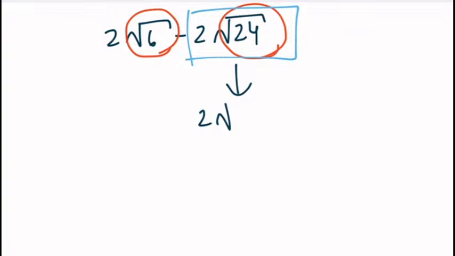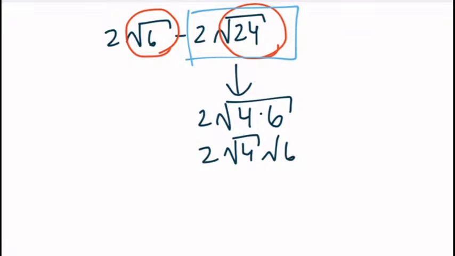And radical 24 is divisible by the perfect square 4, because we know that 24 divided by 6 is 4, so we're going to turn this into radical 4 times 6. And that's going to get its own radical, and then we can simplify that into 2 times 2 times radical 6. So our final simplified version is 4 times radical 6.